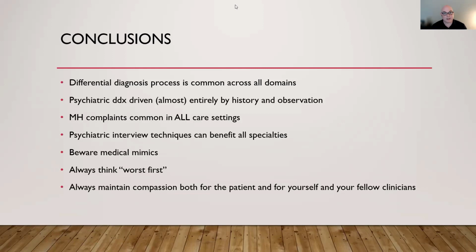Beware of medical mimics, and that's going to be tied to the next one. Always think worst first. This is my bias from being an emergency nurse practitioner certified for many years in the ER. You always want to rule out, is this something that is going to severely harm or kill my patient in a short period of time? Do I need to rule out a heart attack, a stroke, a brain tumor, a severe hyperthyroid condition, a thyroid storm, a severe diabetic condition, like a severe hypo or hyperglycemia, et cetera?